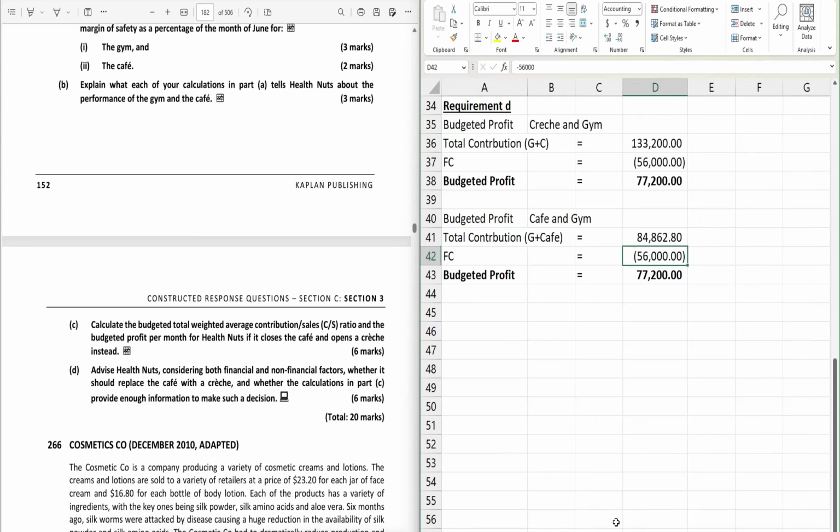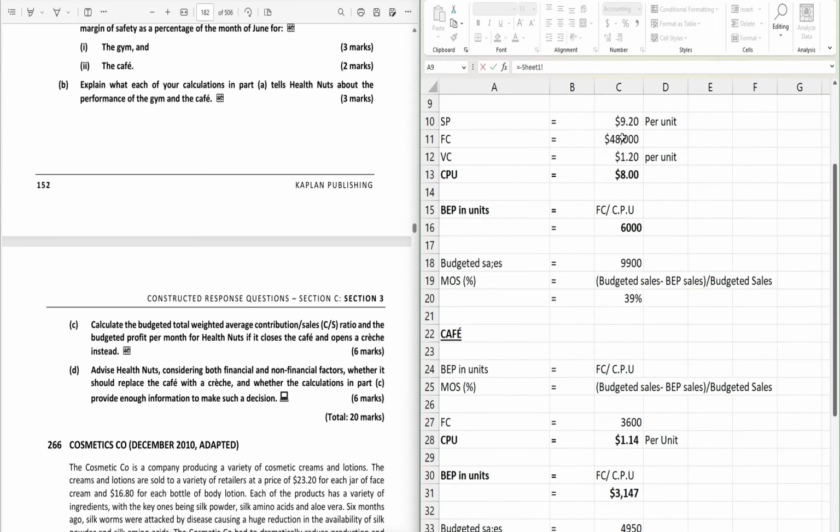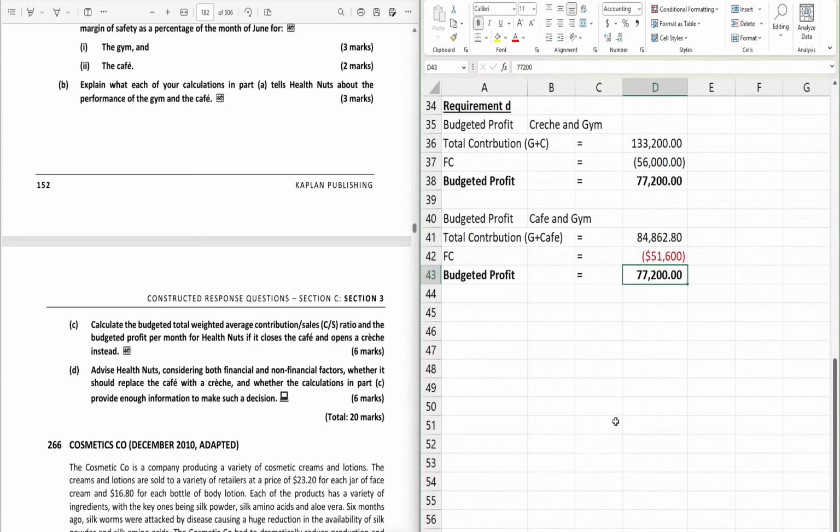And the fixed cost is, let's move to part A again, that is 48,000, right? And for the cafe the fixed cost is 3,600. So this gives us 51,600. So what is the profit if Health Nuts choose gym and cafe? Okay, so now we can explain like something like this. You can see if Health Nuts is choosing the crèche and the gym, the budgeted profit is higher as compared to the cafe and gym.